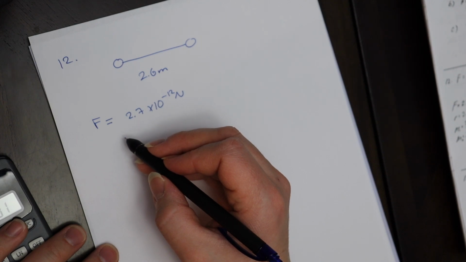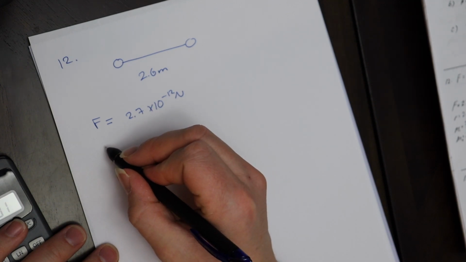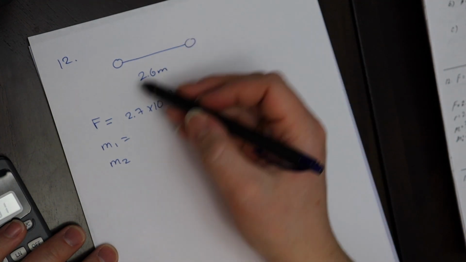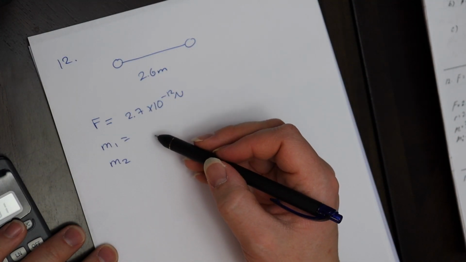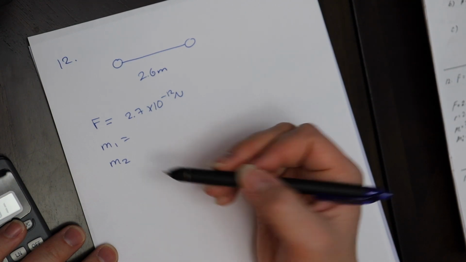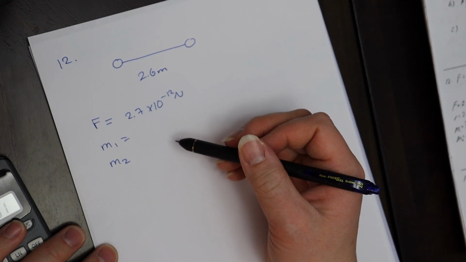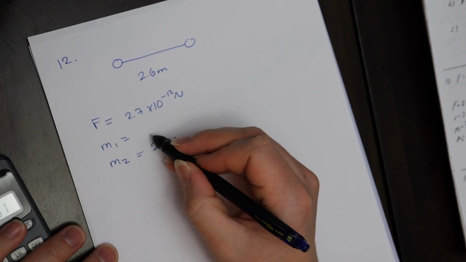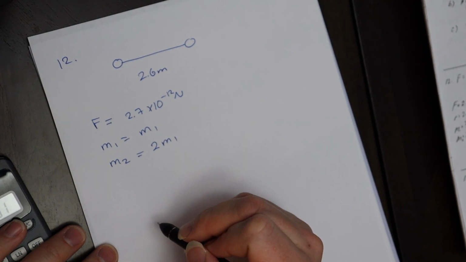And what else do we know here? Determine the mass of each ball if one ball has twice the mass of the other ball. Okay, so we have to find M1 and M2. Now this is similar to the Kepler's law question we did a little while ago, where they could definitely just give you a mass in kilograms and you have to find the other one, but they're making us think a little bit harder. So M2 is going to be 2 times M1, and M1 is just M1.